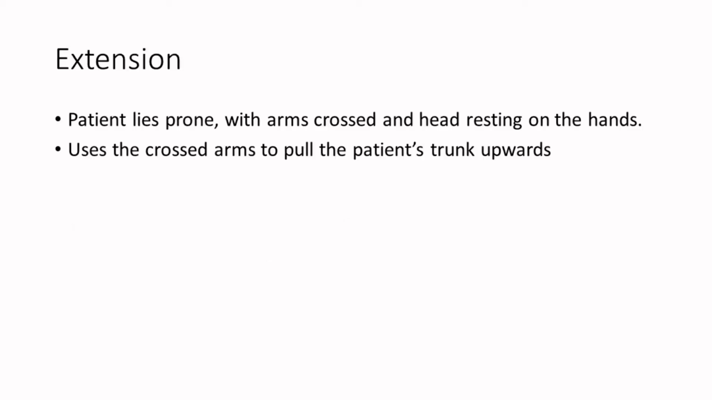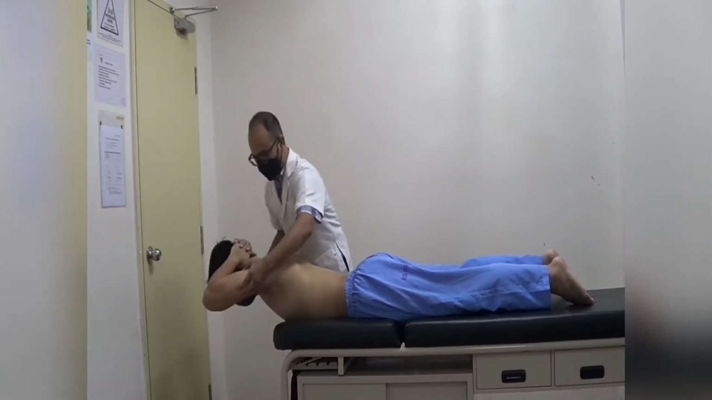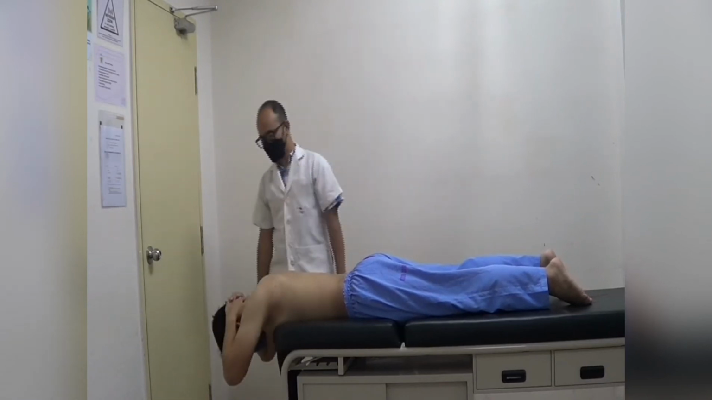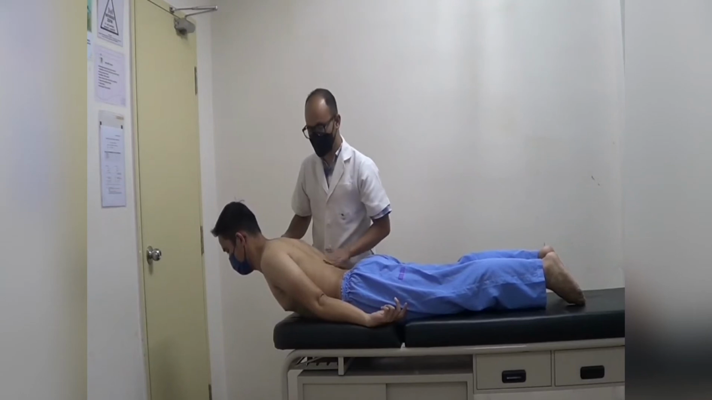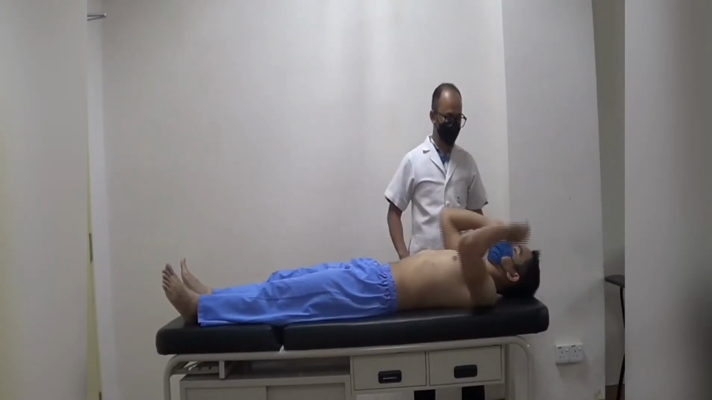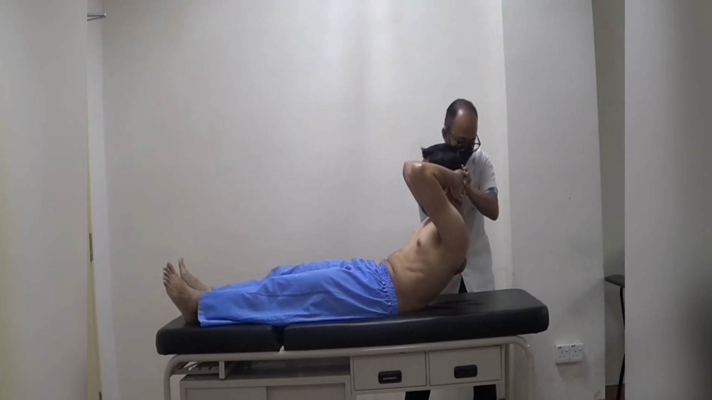Passive range of movement for thoracolumbar extension. Patient lies prone with arms crossed and head resting on the hands. Use the crossed arms to pull the patient's trunk upward. Flexion. Patient supine with hands clasped behind the head, examiner standing at the side of the table at level of patient's chest. Use the clasped hands behind the head to pull patient's trunk upward.